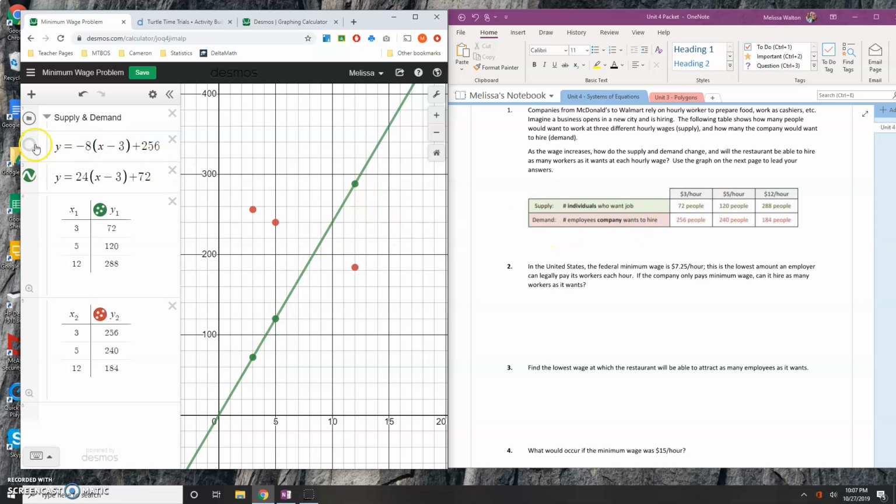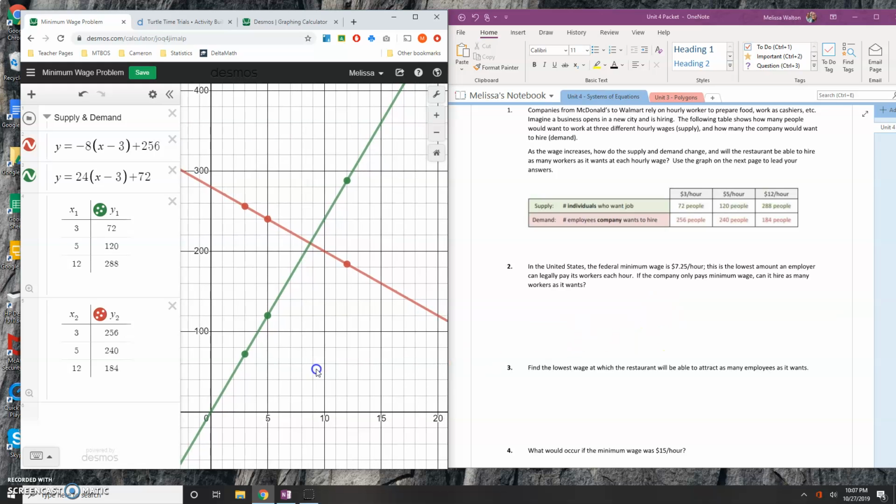Now for our demand. For every dollar that we increase our wage, the company can hire 8 fewer people. So that's going to go down. That's why from $3 to $5, that went down by 16 people. All right, so we have a few questions to answer here.